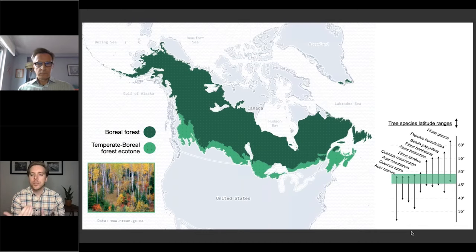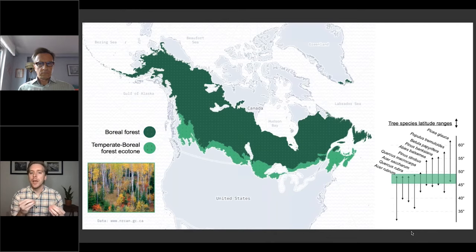And this transitional ecosystem is really an interesting and important area to look at environmental change because the tree species are responding differently. Temperate tree species have been shown to typically respond positively to warming because they're at their colder northern range limit, whereas boreal tree species have been shown to respond negatively to warming because they're at their warmer southern range limit.